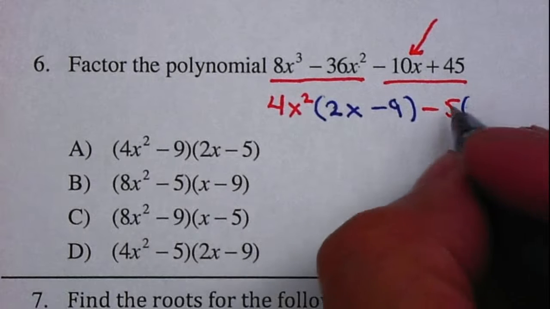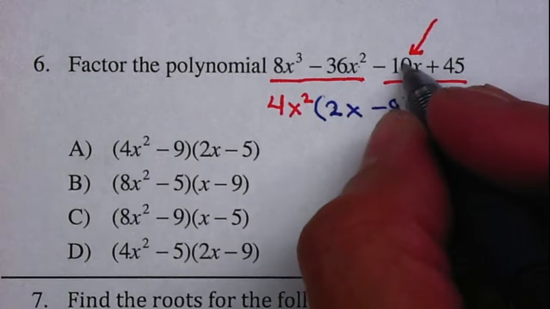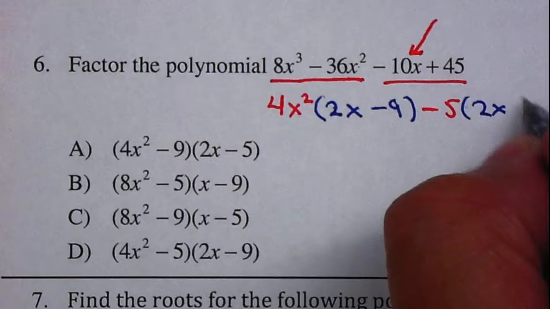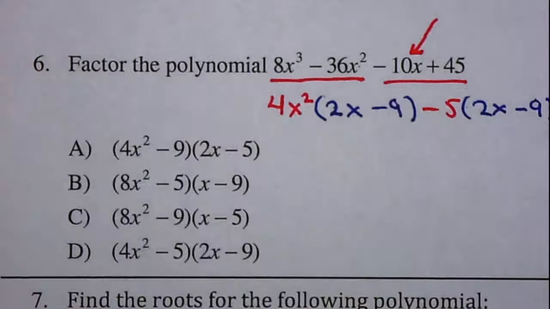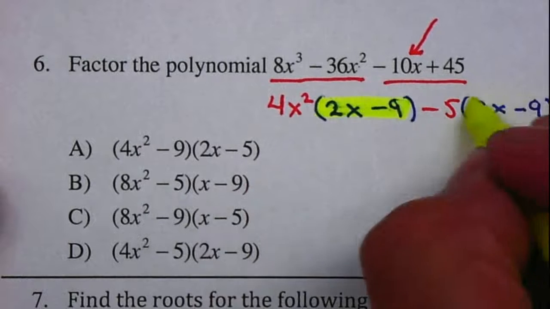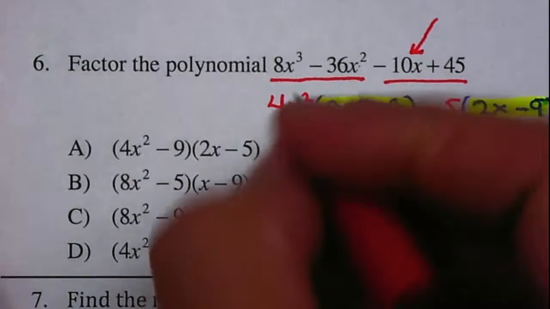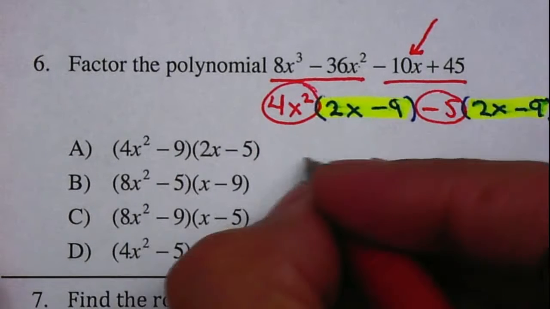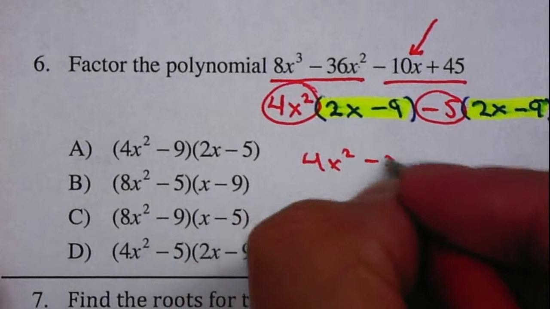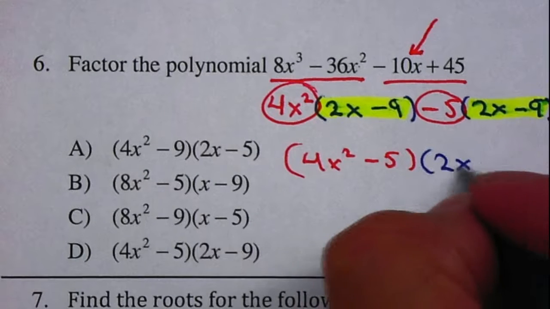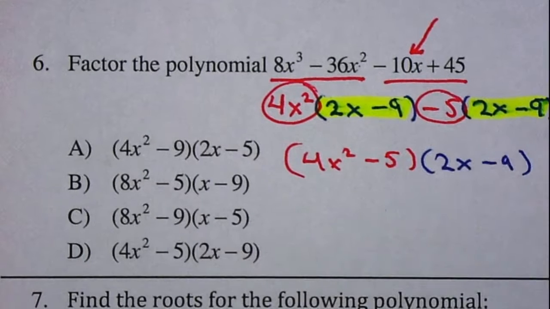And we go through the process. What do I need to multiply negative 5 by to end up with the negative 10x? It will be 2x. Negative 5 multiplied by what is positive 45? It will be negative 9. This one should always be the same when you do factor by grouping. So we're going to group 4x squared minus 5, and the 2x minus 9 only gets written down once.